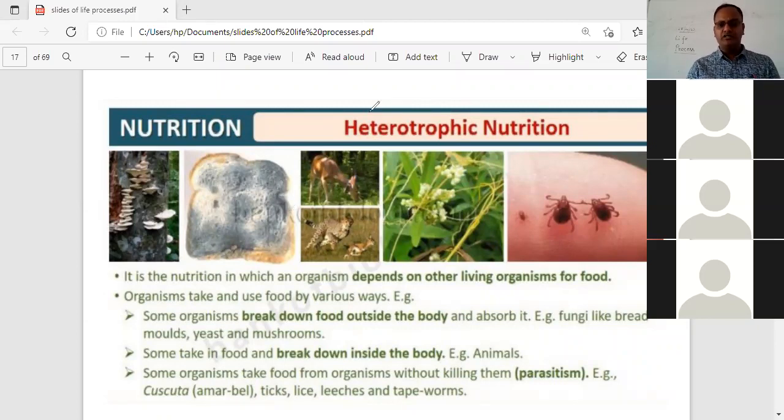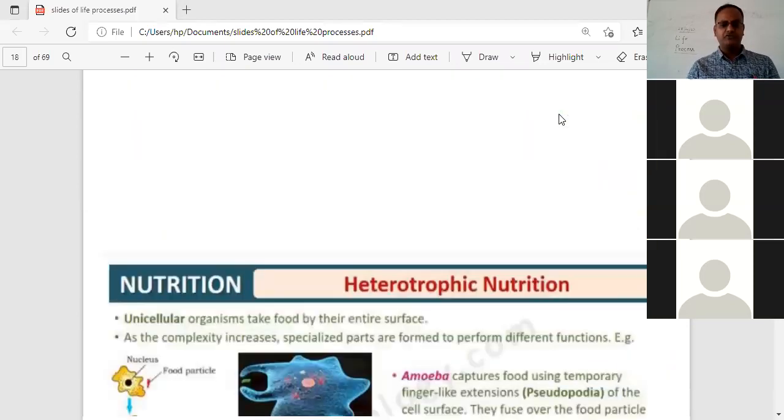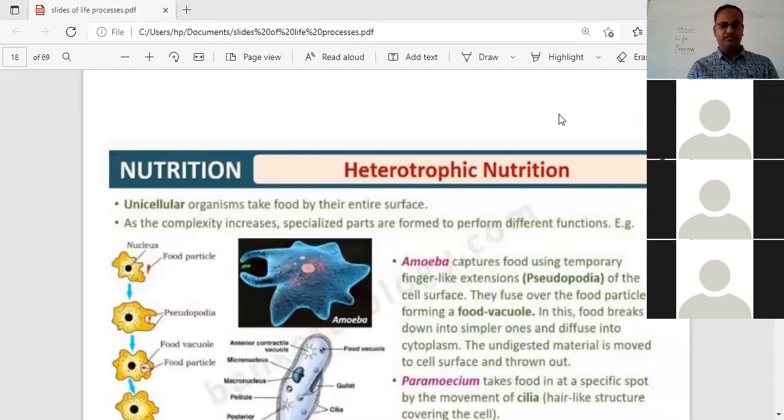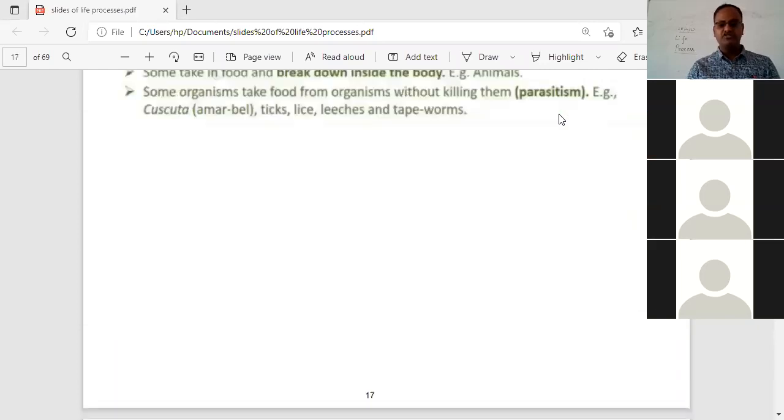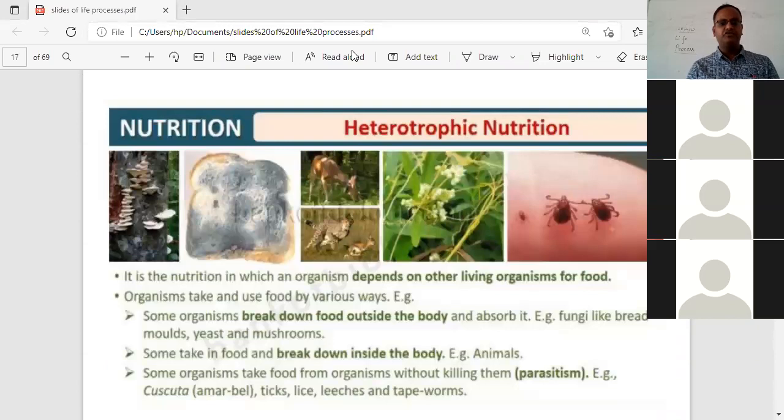So is it clear to all, the 3 types of heterotrophic nutrition? The parasitic, the saprotrophic, and the holozoic. Is it clear to all the students? The types of nutrition?